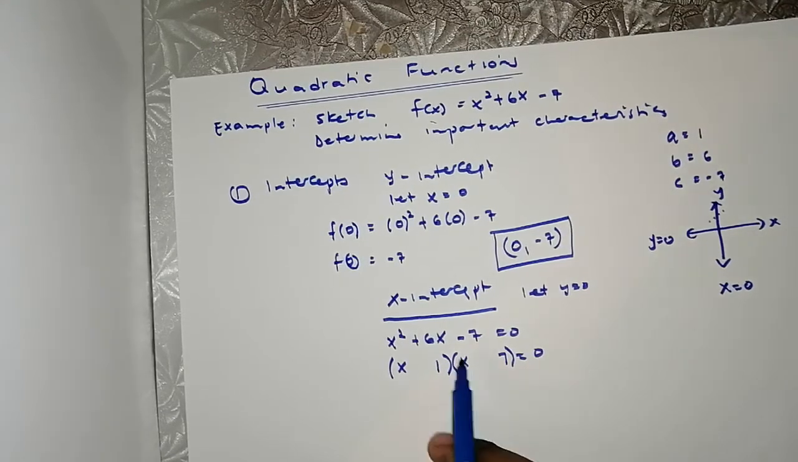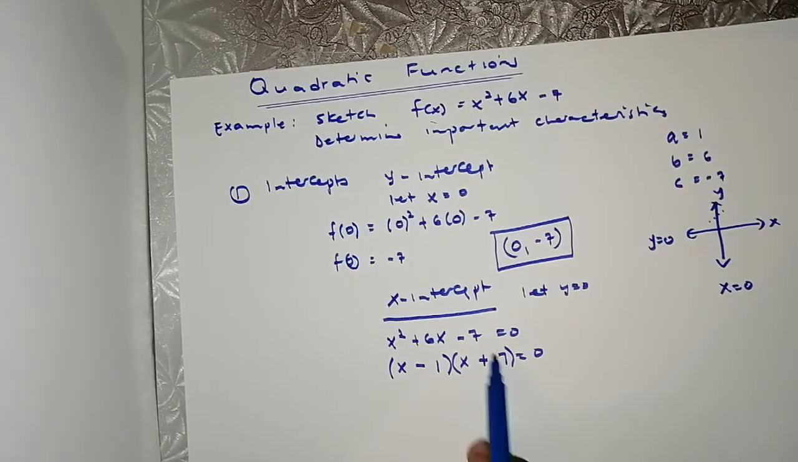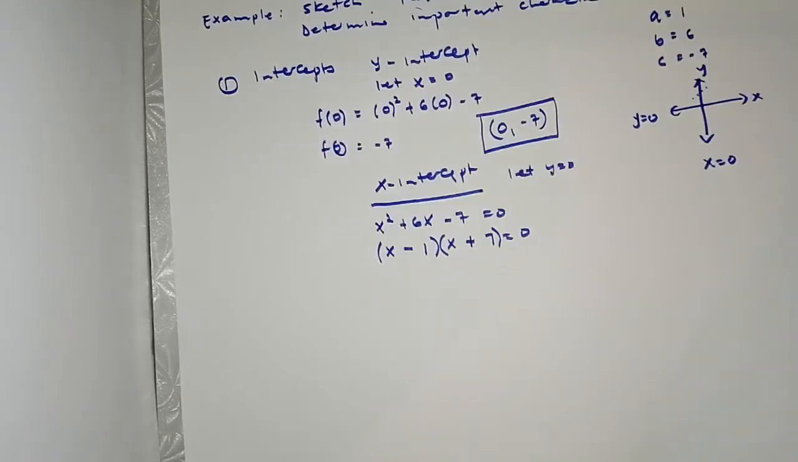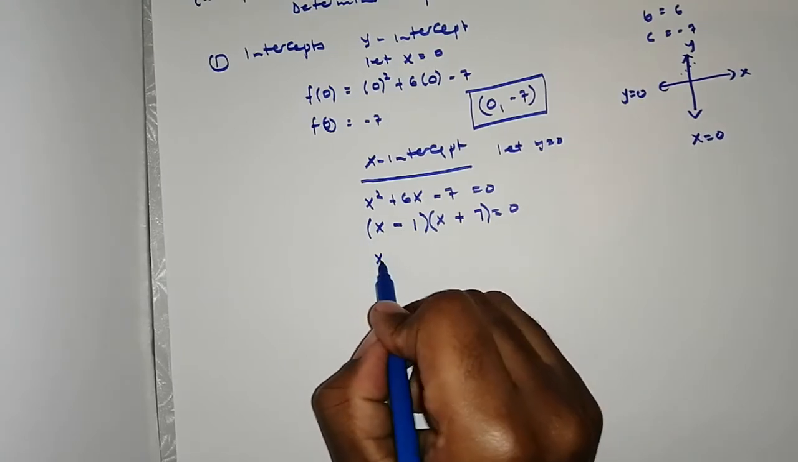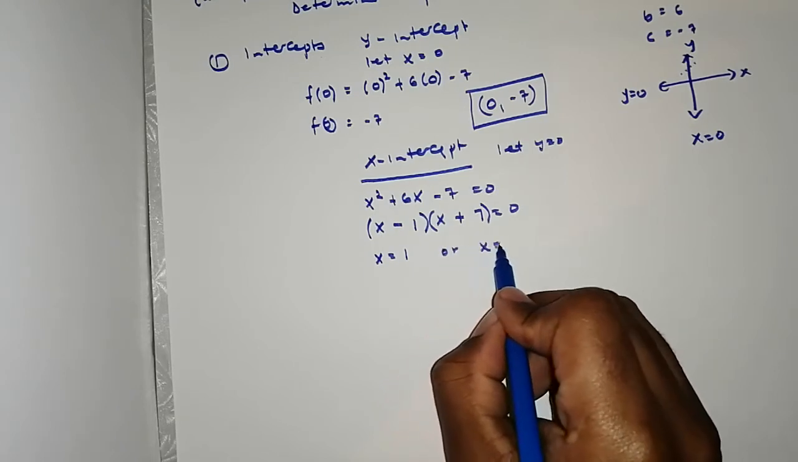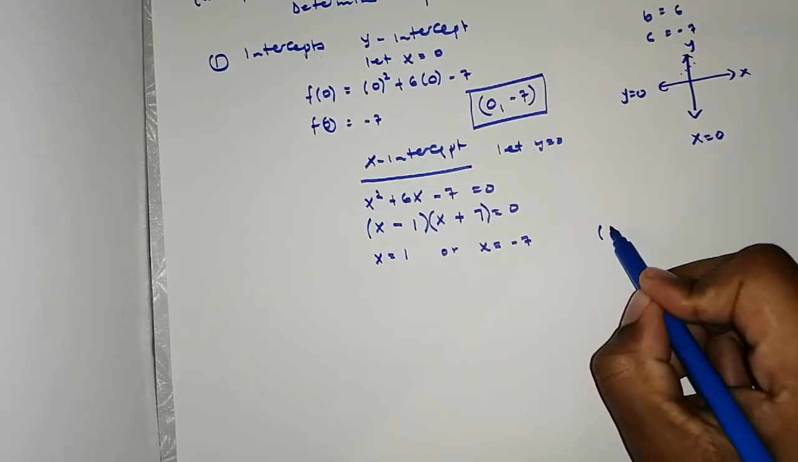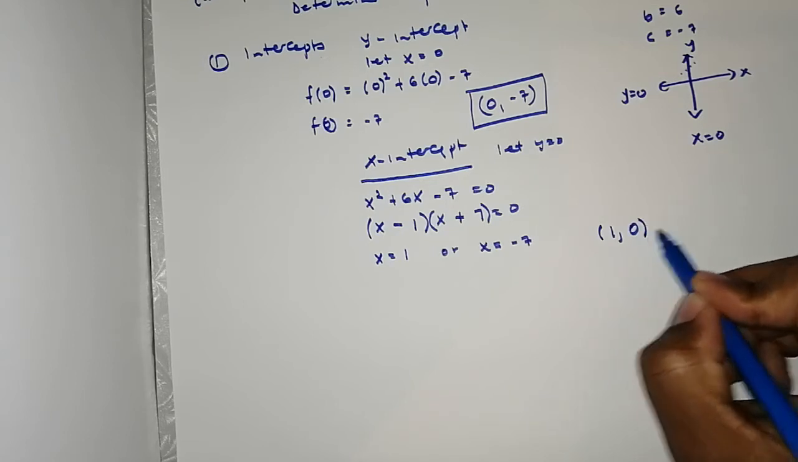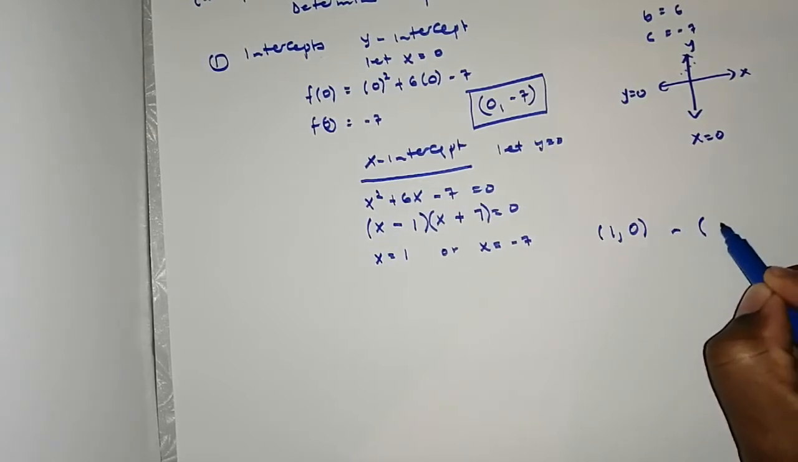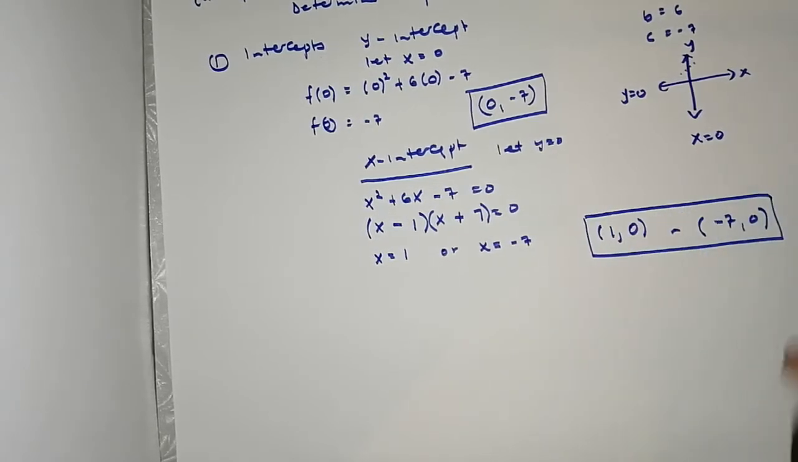How are we going to deal with the signs? It's going to be positive here, and then a negative here. So when you multiply these two, they must give you c, and when you add these two, they must give you b, which is 6 here. That happens to satisfy our equation. So x is equal to 1, or x is equal to negative 7. So the x-intercepts are (1, 0) and also (negative 7, 0). So we have found the x-intercepts. There they are.